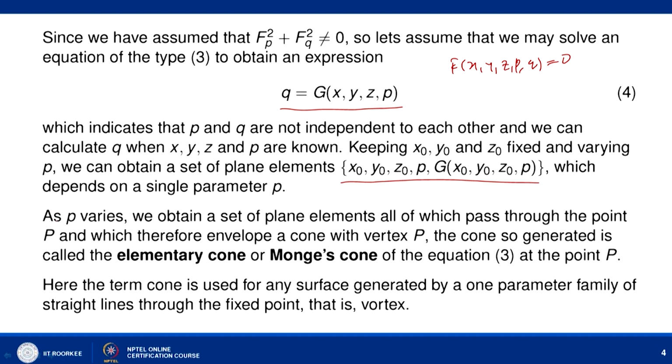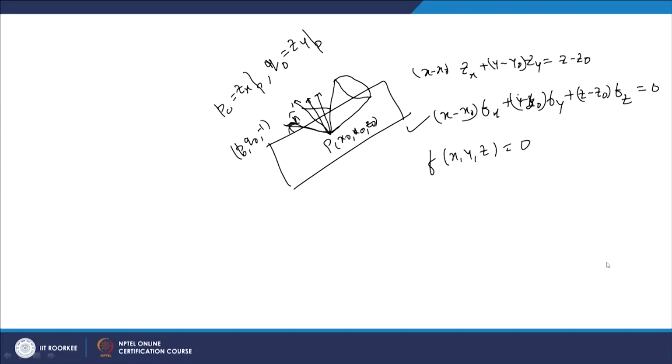So, we can say that these plane elements trace a kind of cone which we know as the elementary cone. As p varies, we obtain a set of plane elements, all of which pass through the point P and which therefore envelop a cone-like figure whose vertex is P. The cone so generated is called the elementary cone or Monge's cone, defined at the point P.